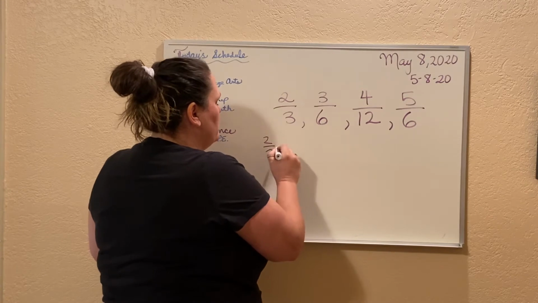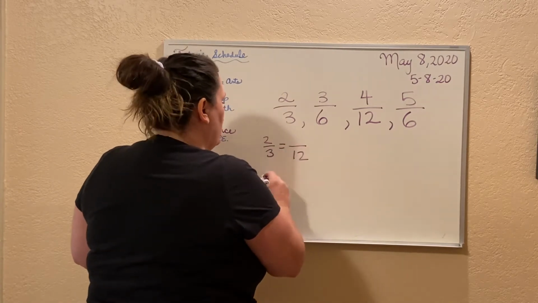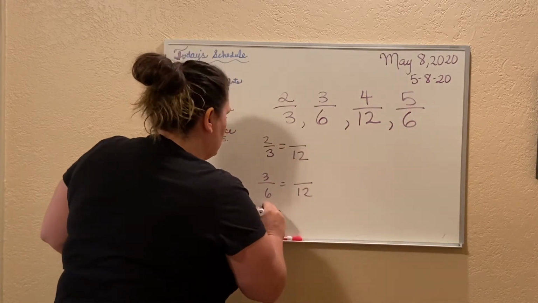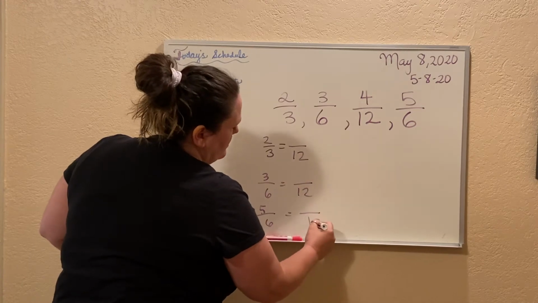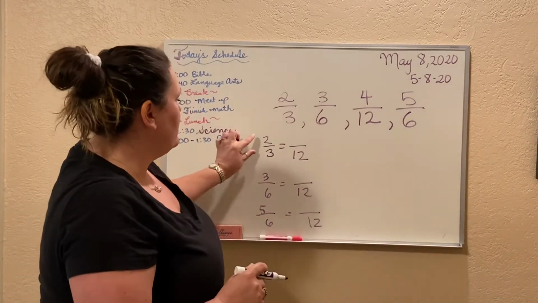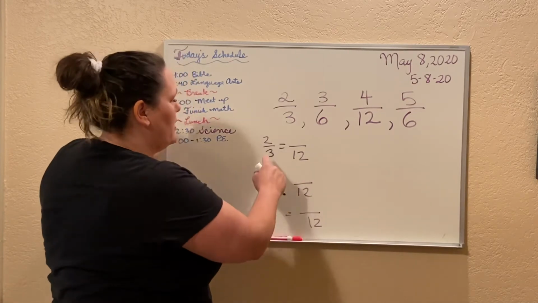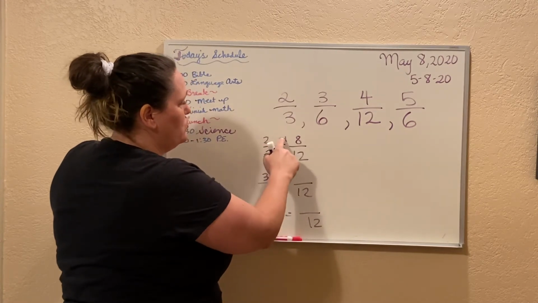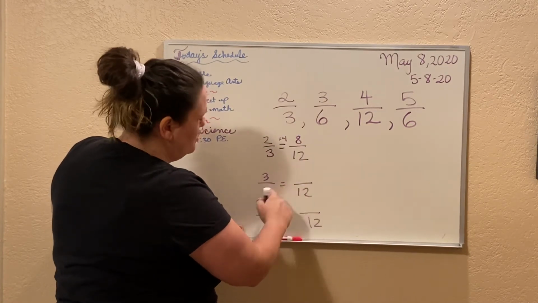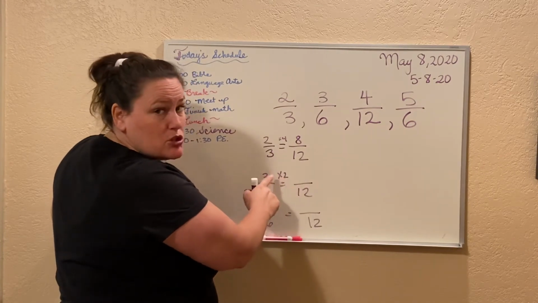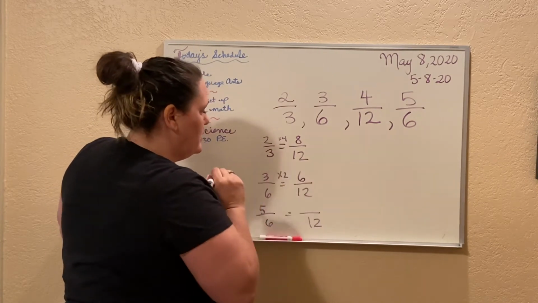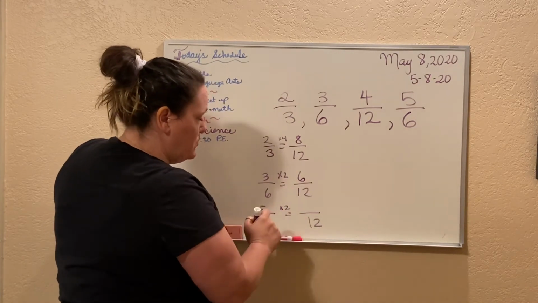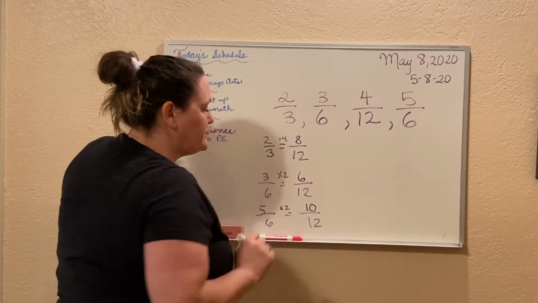So what I would do is 2/3 equals something over 12, 3/6 equals something over 12, and 5/6 equals something over 12. Then they would have to do that same thing that we did in the beginning. 3 times what equals 12? It's times 4. So 2 times 4 is 8. 6 times 2 equals 12, so we need to do the times 2 again up here. 3 times 2 is 6. And then this one also is times 2 because 6 times 2 is 12. So 5 times 2 is 10.